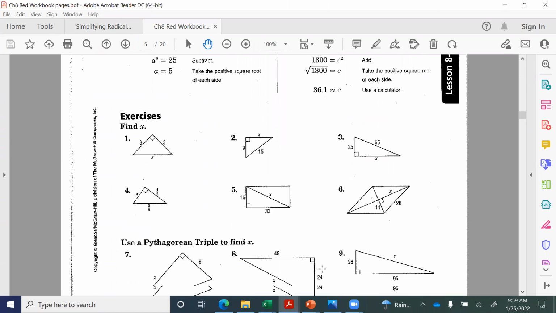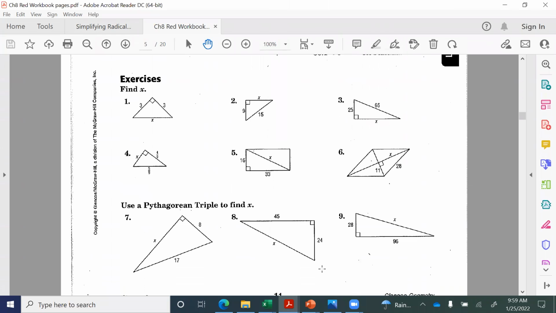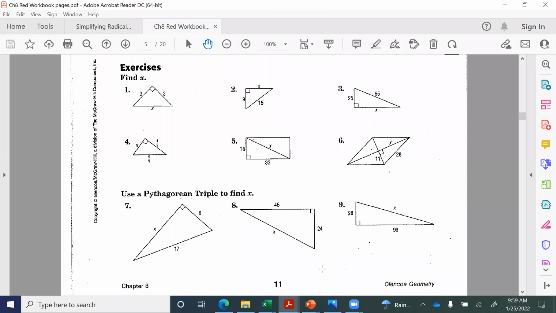All right. Let's look at these examples. So on the examples, right, we have the top part. It says find x. Great. We're going to find x. But when we find x, there's a couple different ways we can do it on some of these. Now, you can always do Pythagorean theorem.